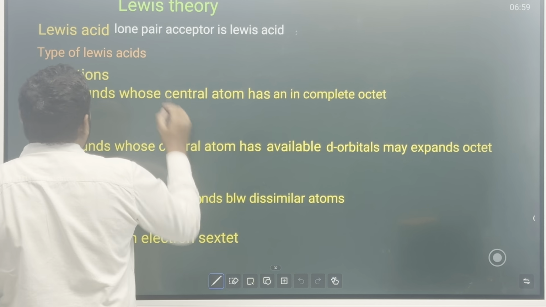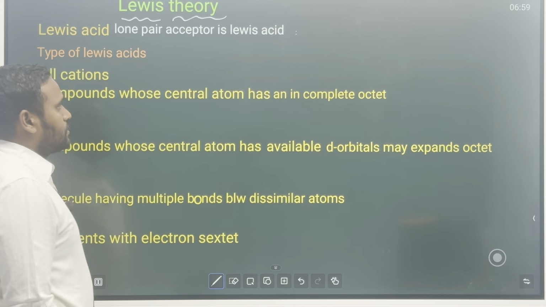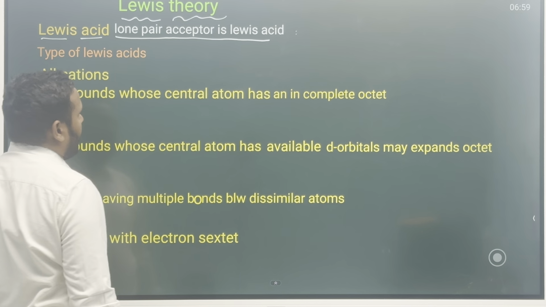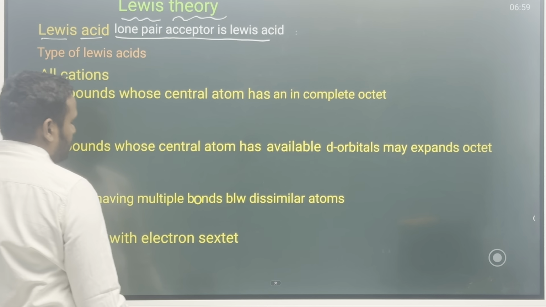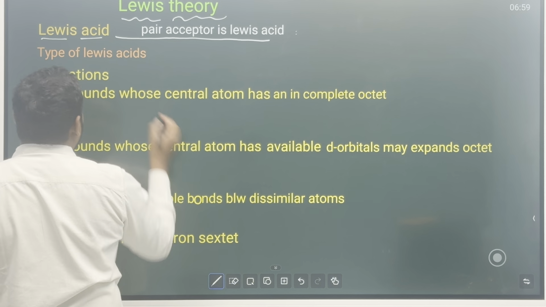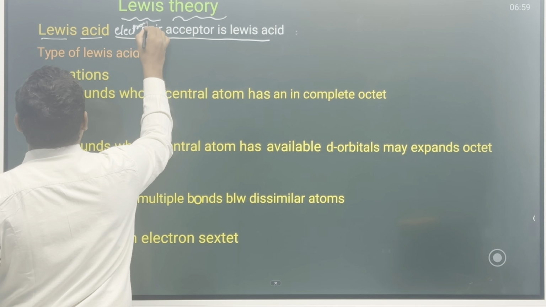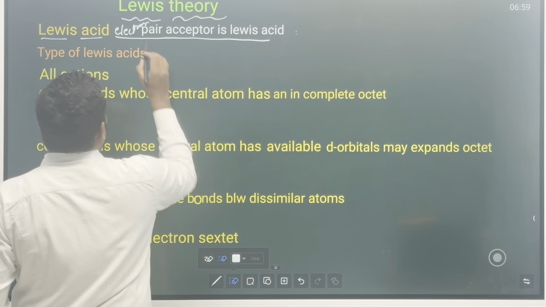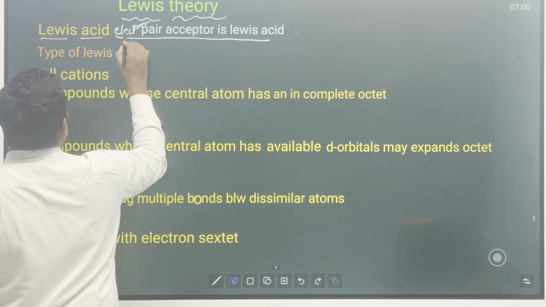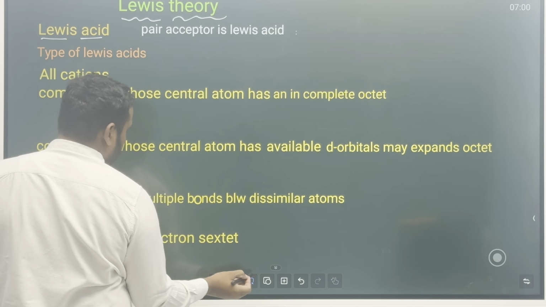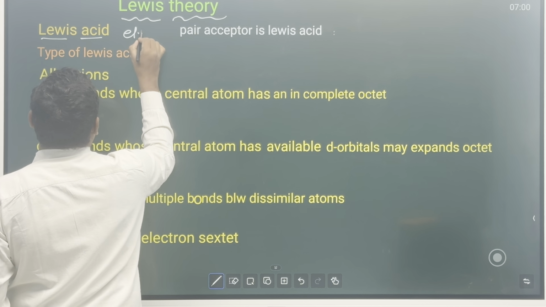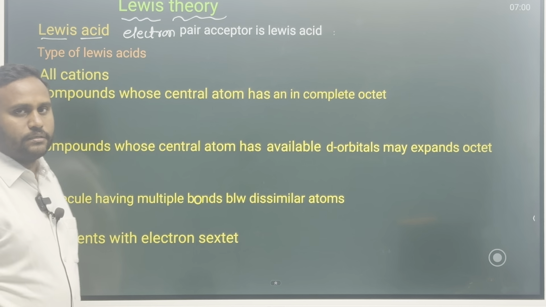Lewis theory. So what is the Lewis theory of acids and bases? What is the Lewis acid? Lone pair acceptor is a Lewis acid. Or simply electron pair, not lone pair, electron pair acceptor. Electron pair acceptor is a Lewis acid.